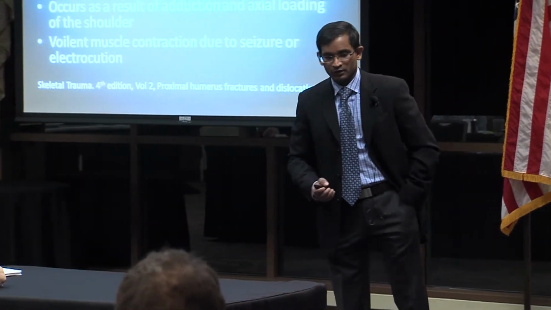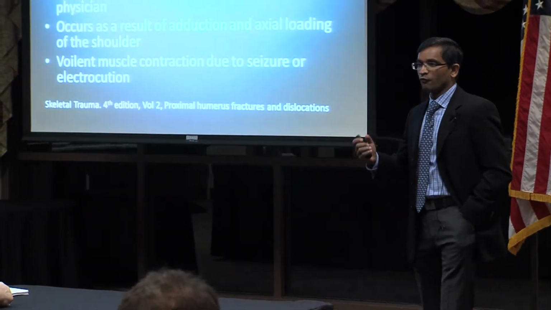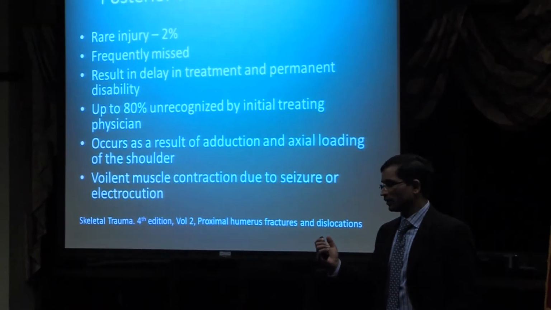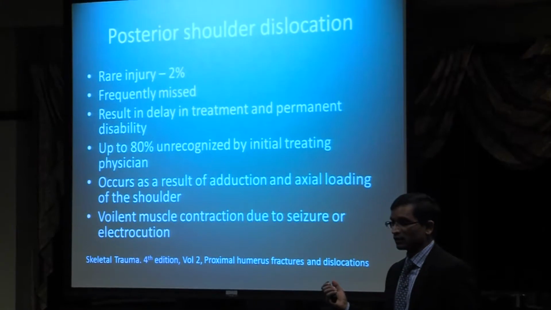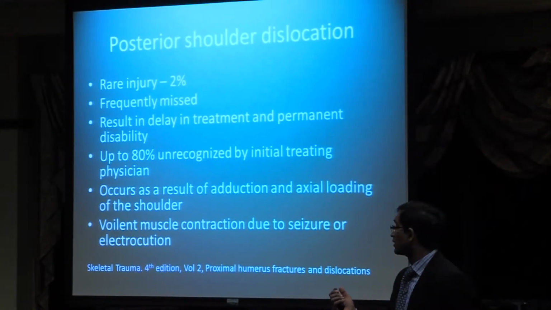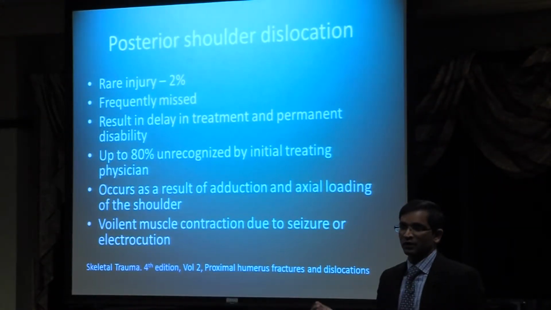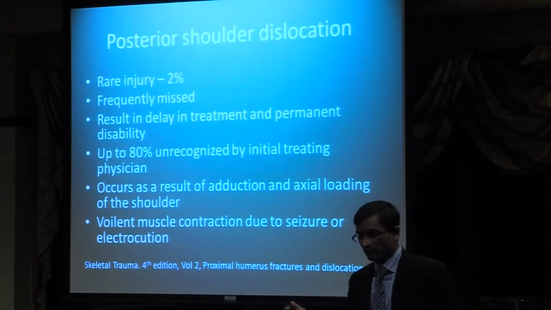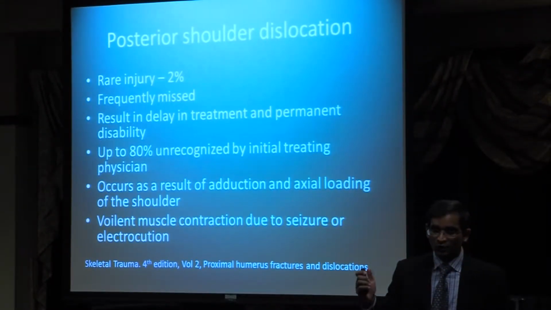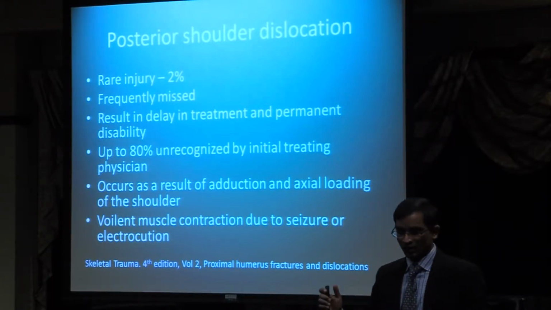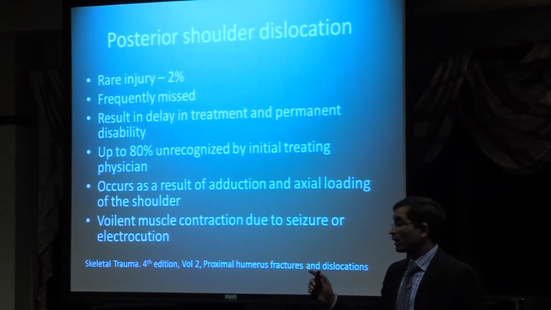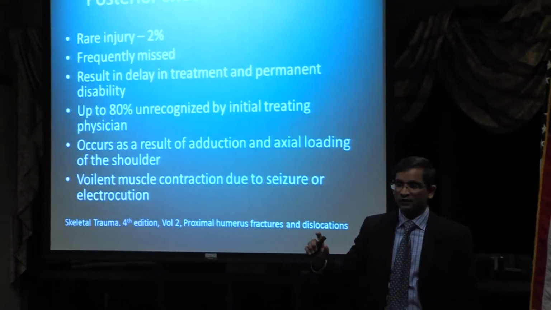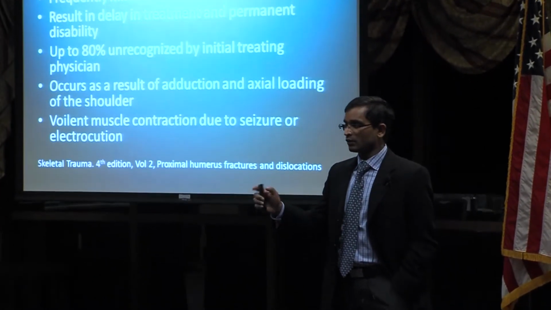Posterior shoulder dislocations are very rare but very commonly missed. One of the most common causes for litigation in musculoskeletal related injuries is missed posterior dislocation, which can be easily diagnosed if we pay attention to clinical examination and one radiograph, which can pretty much diagnose it 100% of the time, but we don't get that.